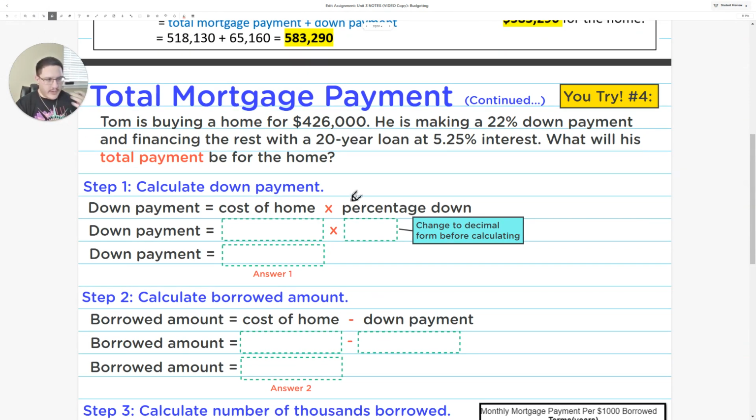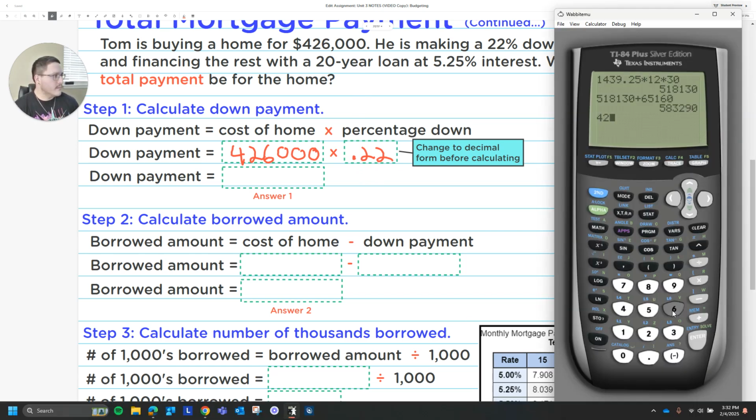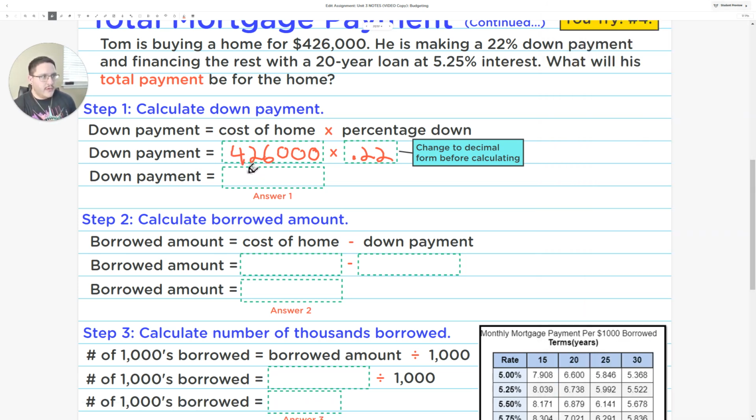So like I said, we've already done a lot of this in You Try number 3, so I'm just going to briefly go over steps 1 through 4. Calculate the down payment of the home, that's $426,000 times 0.22. $93,720. That is the down payment.